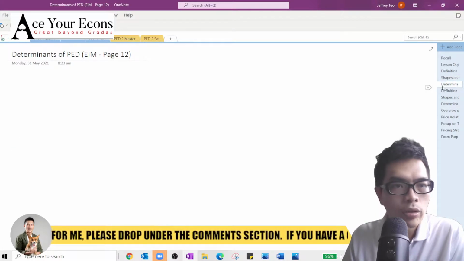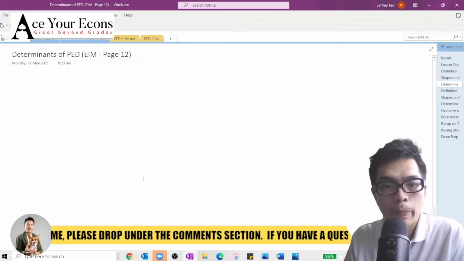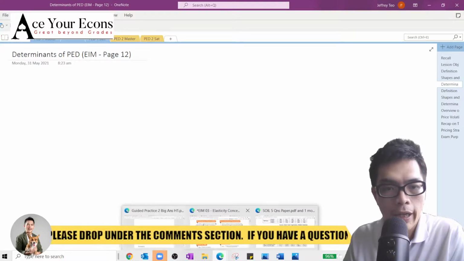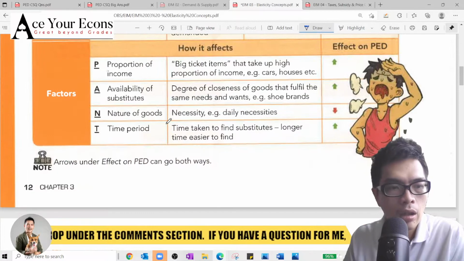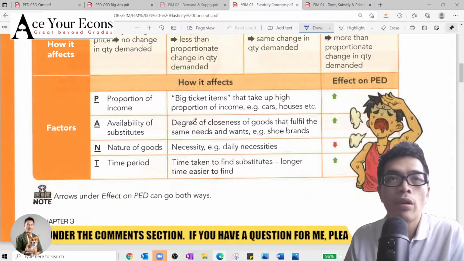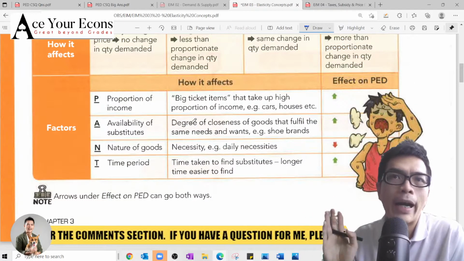So last week, I also went through the determinants of PED. So let's do a quick recap. The determinants of PED can be found in page 12. So make sure you know this four by heart.